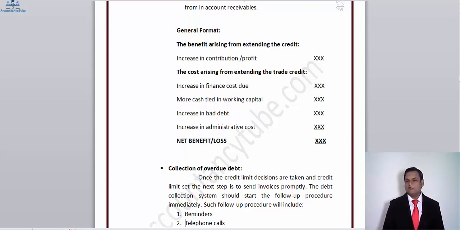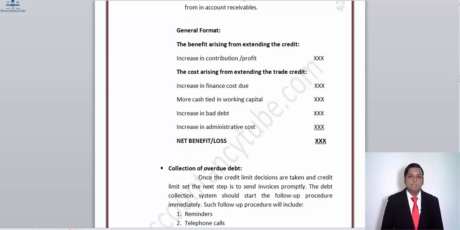This format is constructed for ease of understanding, for aligning our thought process that we need to compute the benefit and then deduct the cost to arrive at the net benefit or loss figure. It includes most of the obvious benefits and costs associated with extending the credit limit. Now, the first thing is the benefit arising from extending the credit. The first thing we need to consider is the benefit that the business is receiving in terms of cash, obviously. Then we've got the cost arising from extending the credit limit, increase in finance cost.